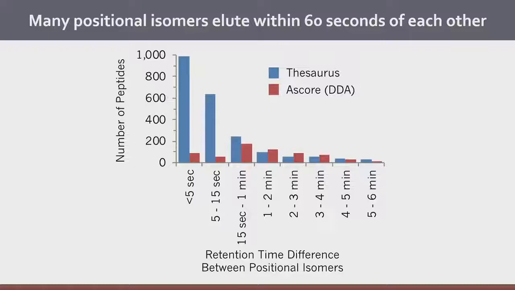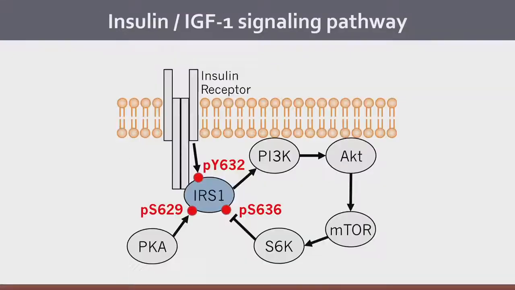The other thing that's a little bit scary is that many positional isomers elute within 60 seconds of each other. If you look here, most of the peptides between two different positional isomers are within 1 minute of each other. An enormous quantity of them are within a few seconds of one another. With DDA, we don't even have the ability to detect and differentiate those, compared with using an algorithm like the GigaLab A-score to distinguish between the different positional isomers.